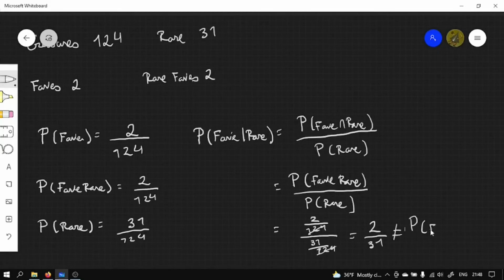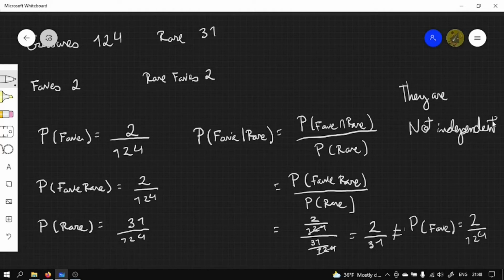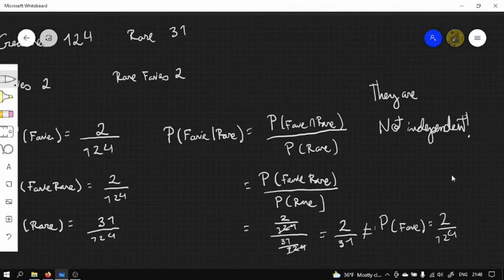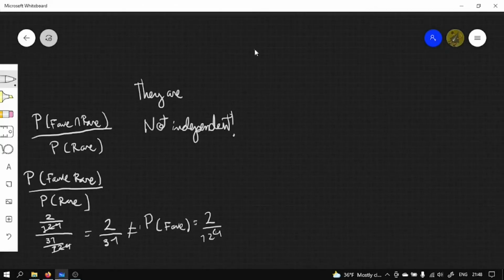And then we see if being a fairy and being rare are independent or not. And they are not independent, as you can see here. They don't give the same number. The probability of being a fairy is less than the probability of being a fairy given the fact that you are rare.